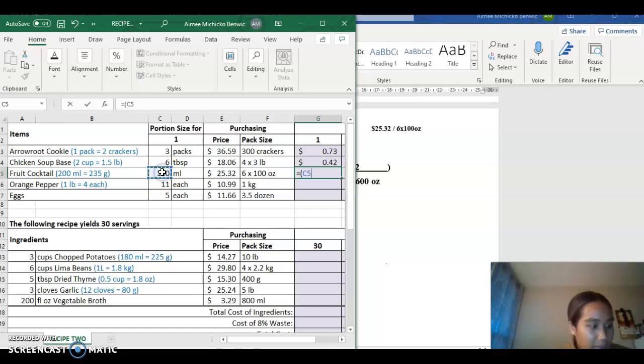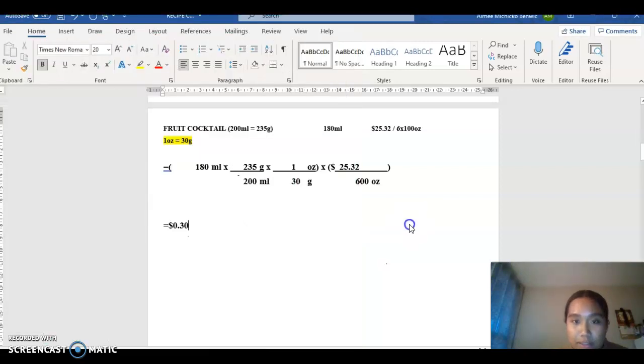So 180 multiplied by 235 divided by 200 divided by 30 grams, close bracket, and then the price of $25.32 divided by 600, and close bracket. That gives us 30 cents as well.